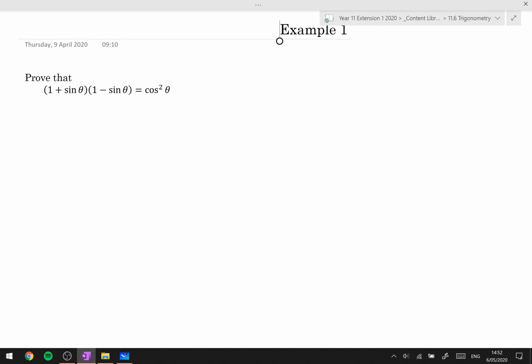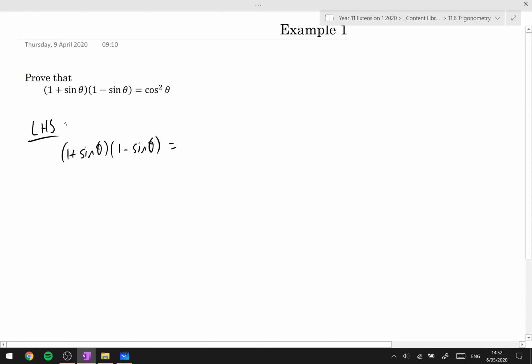Now, looking at the right side, we can see there's not too much we can do with that. So what we might do, in fact, is look at the left-hand side. So we're going to start off by writing LHS because we're going to be working with this, and it's good to label the stuff as we go. 1 plus sine theta, 1 minus sine theta. Okay, well, let's expand this out and see what we get.